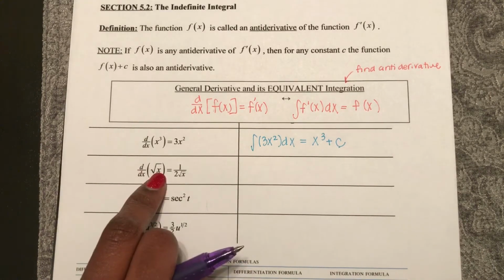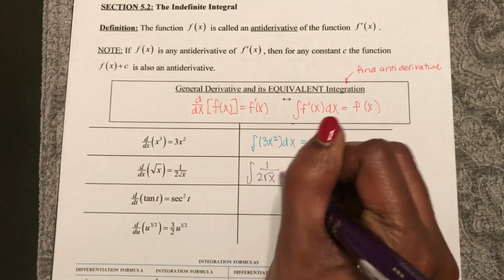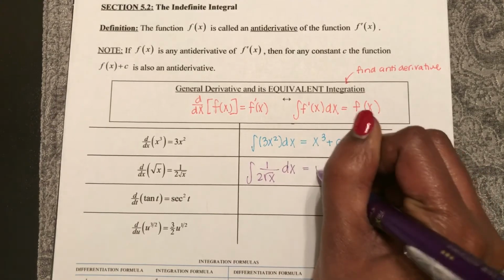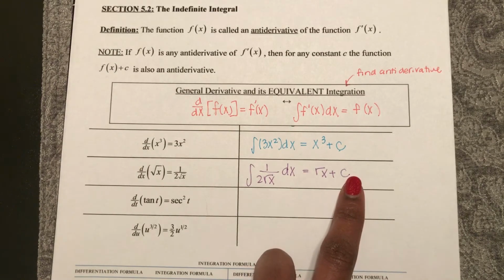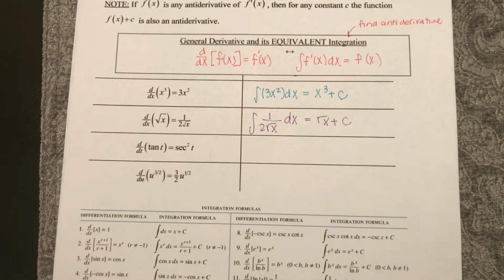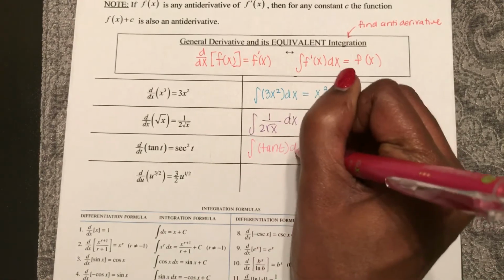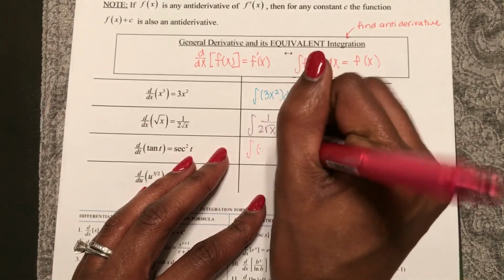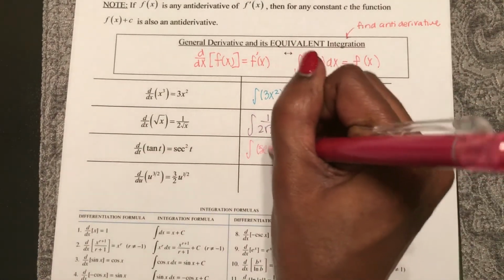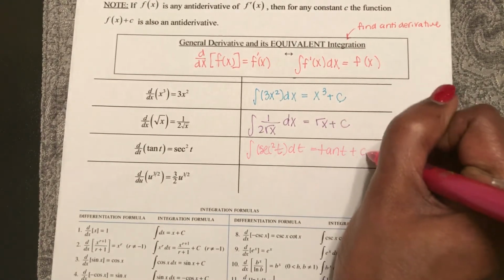Next up, we have the derivative of square root x is 1 over 2 square root x. So the integral of 1 over 2 square root x dx equals square root x plus c, keeping in mind that that c differentiated to be 0. Next, the derivative of tan t is secant squared t, so the integral of secant squared t dt is tangent t plus c.